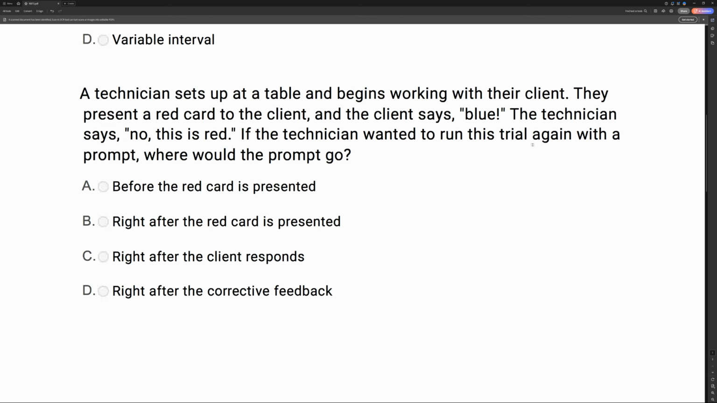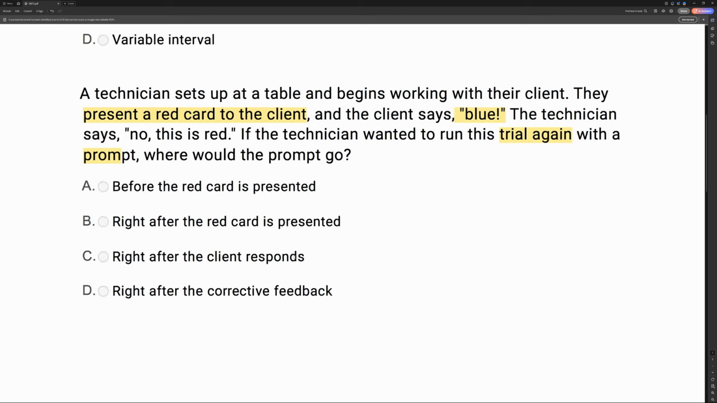So if we have this technician who wants to run the trial again with the prompt, and we know that they present the red card, which is the SD or the instruction, and the client says blue, that's the response, where do we want the prompt to go in the next trial? A, before the red card is presented. Well, you don't want to present the prompt prior to the SD. We want the prompt right after the SD. So our chain should go SD, prompt, response, consequence. That's how it should look if you're prompting correctly.